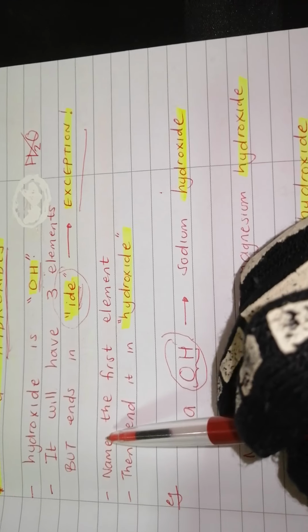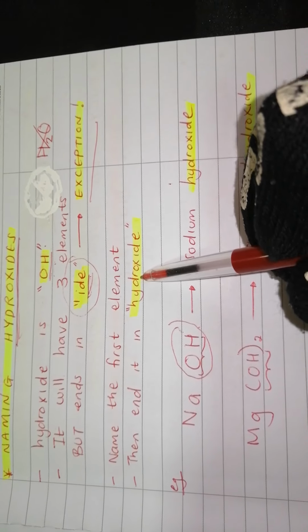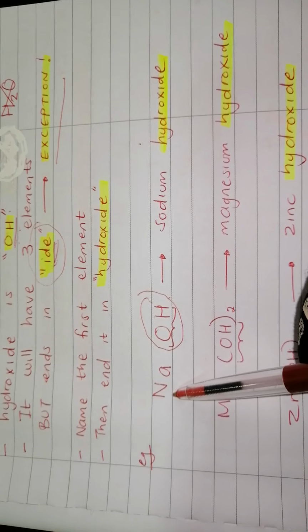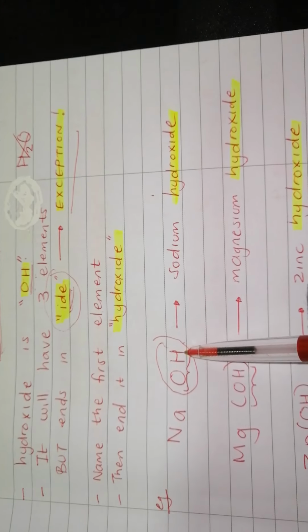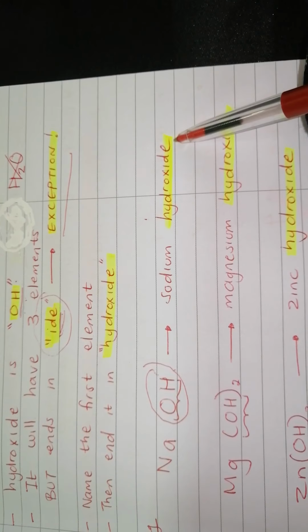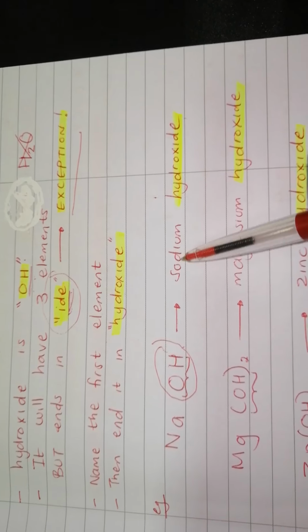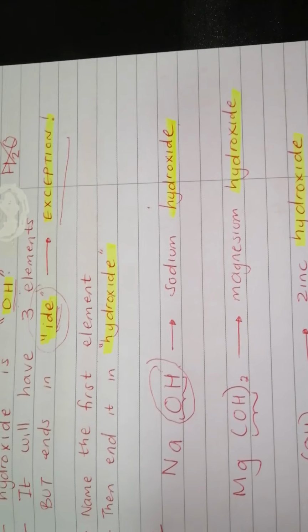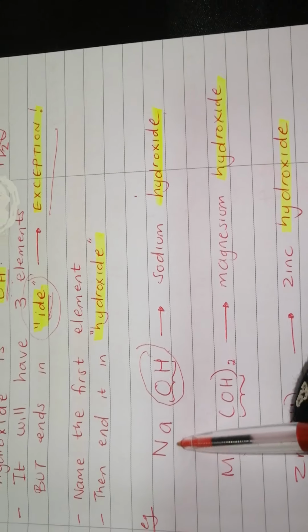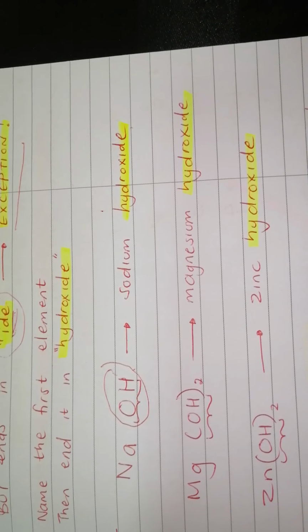So all you have to do is name the first element and then write hydroxide. So we're looking at the first element here. It's sodium, so you're going to write sodium, and then when you see the OH, all you're going to do is write hydroxide. So the name of this NaOH is just sodium hydroxide. Can you see how easy it is? It's actually the easiest of all. So all you have to do is name the first one and then just write hydroxide.